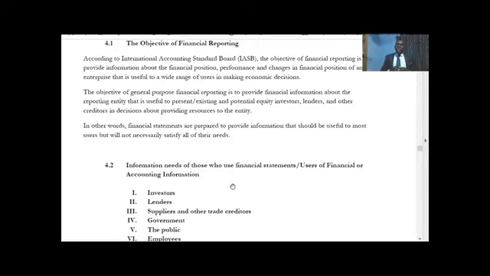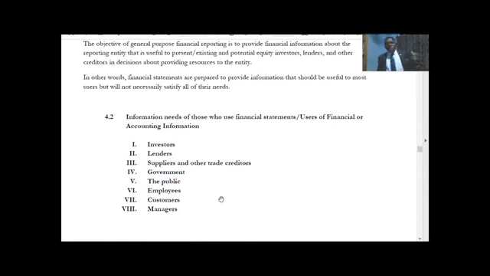Now we are going to look at the users of accounting information and their information needs. The users of accounting information are investors, lenders, suppliers and other trade creditors, the government, the general public, employees, customers, and managers. These are the class of people who make use of accounting information.